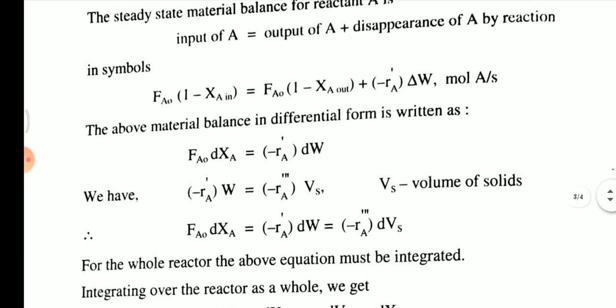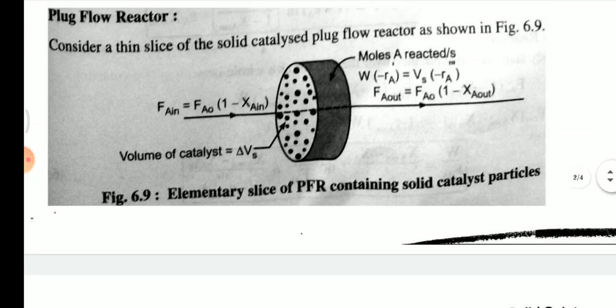So we have the relation R dash w is equal to Ra double dash Vs, where Vs is the volume of solid. From this we can write it in place of dw. So Fa0 dx is equal to minus Ra dash dw is equal to minus Ra double dash into dvs, which we considered at the beginning.